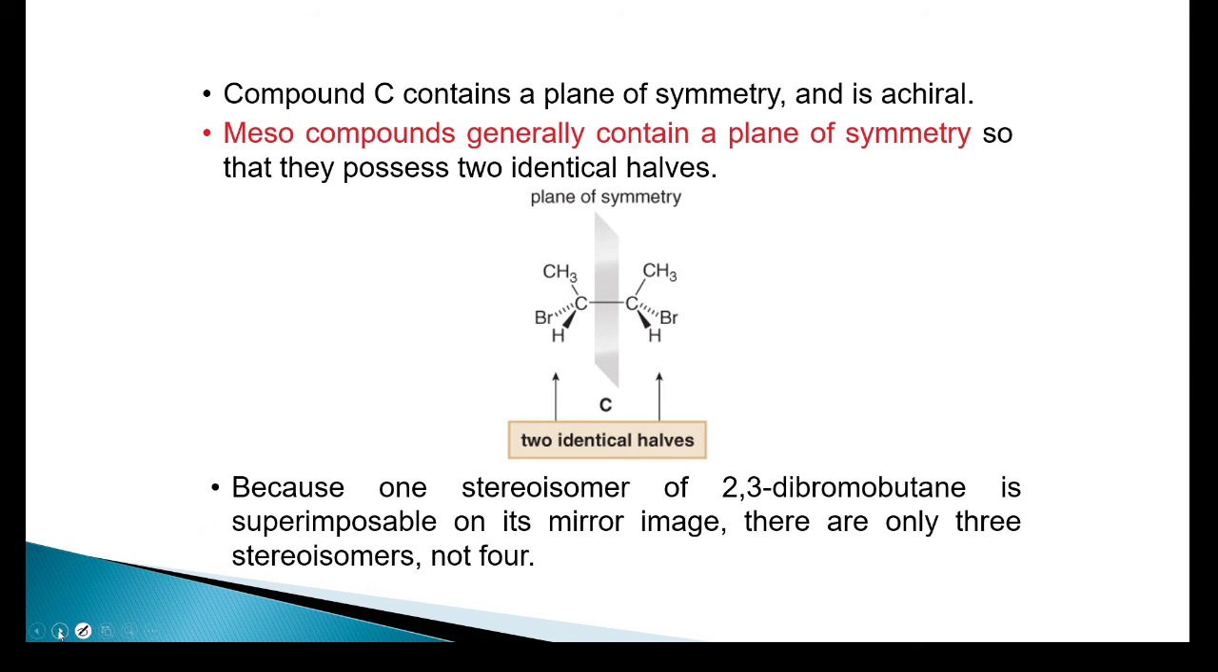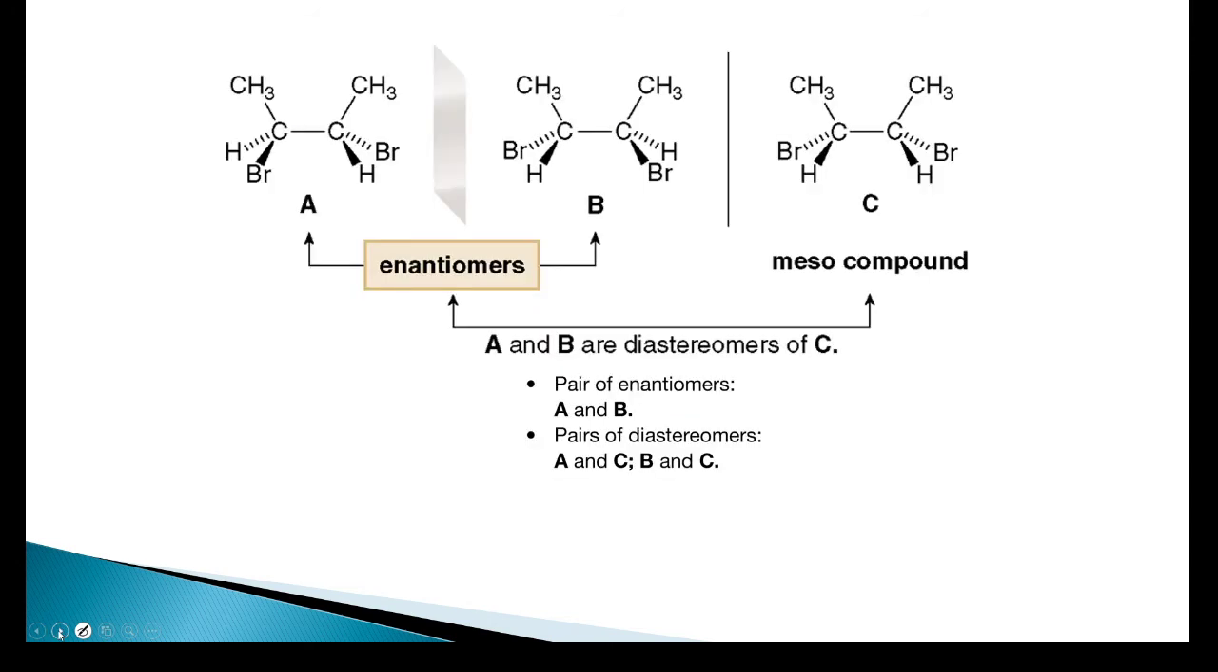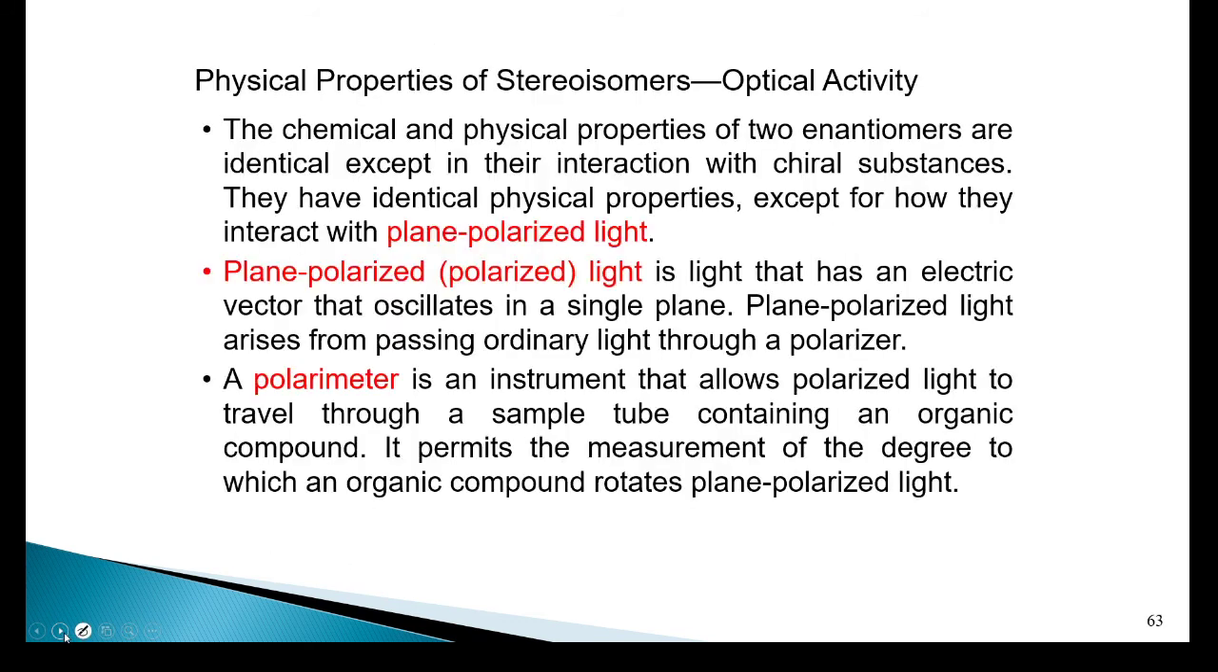If you're having a tough time with the terms, slow the video down, pause it, start making definitions in your notebook or on the slides, however you're comfortable doing it. Okay. So enantiomers to one another, diastereomers to one another, and this thing, because its mirror image is identical, is known as a meso compound.